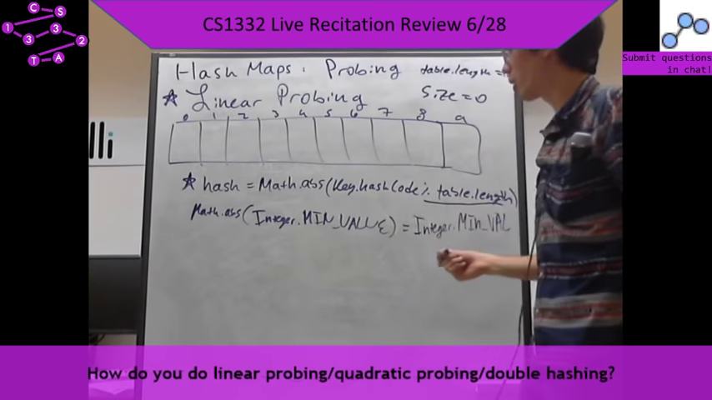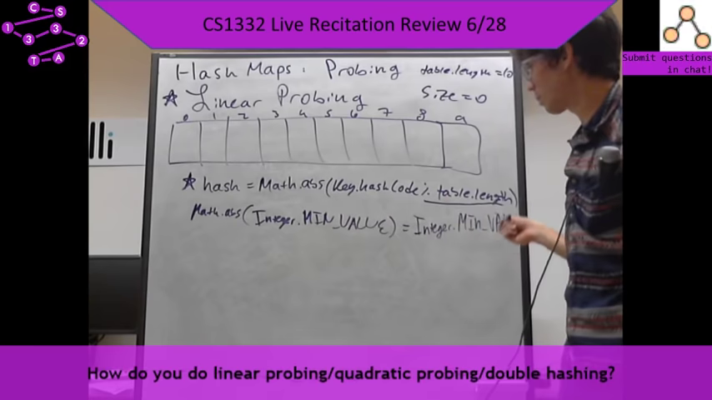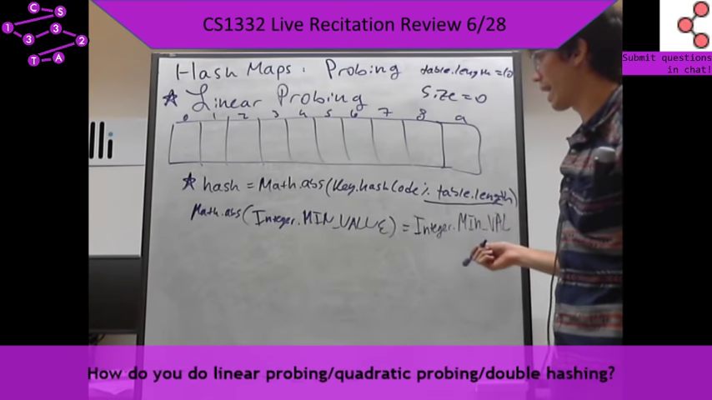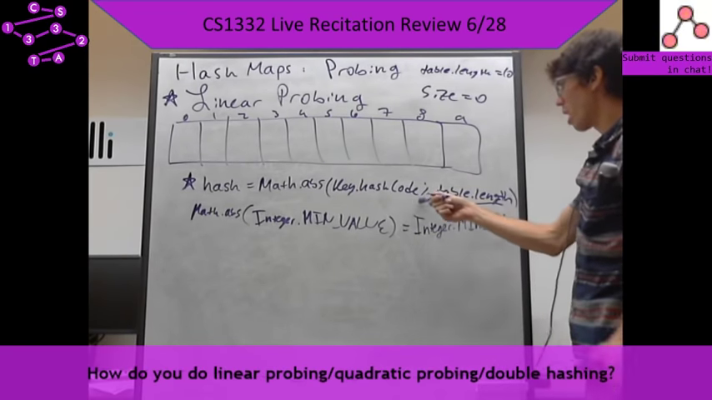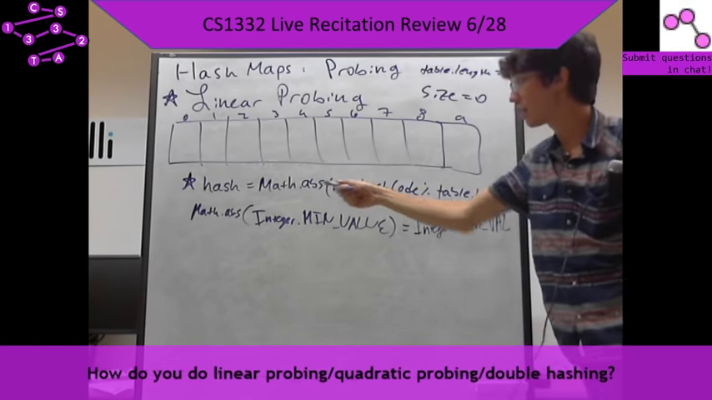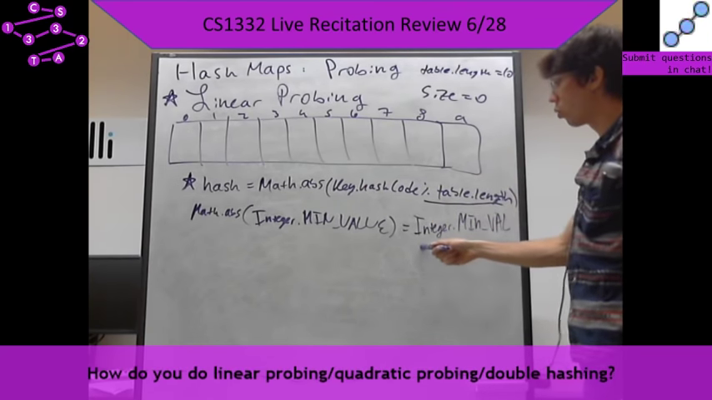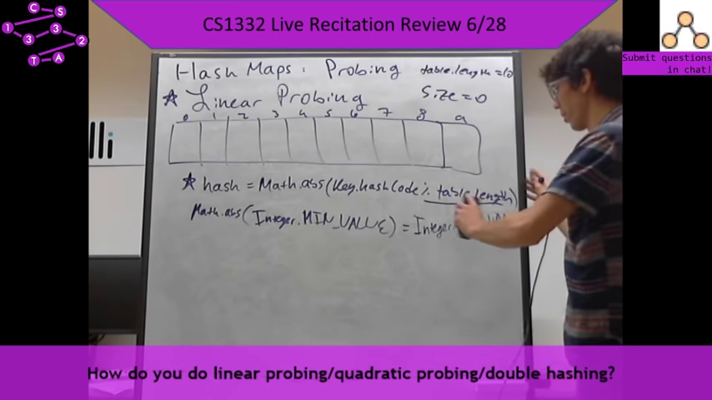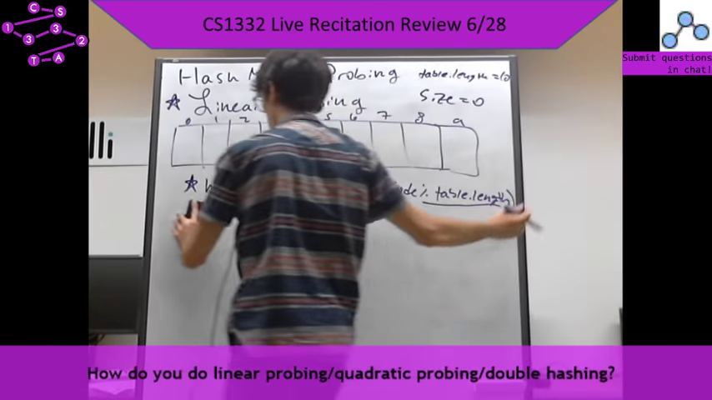What I'm trying to showcase here is that if I call Math.abs on Integer.MIN_VALUE, it's going to give me back Integer.MIN_VALUE, and this is still going to be a negative number, and that's not going to work for our hash. So we are going to mod it by the table length inside the Math.abs, because modding by, let's say, 10 here will reduce Integer.MIN_VALUE to something we can represent with a positive number. That is one specific edge case that we do test for in your homework.